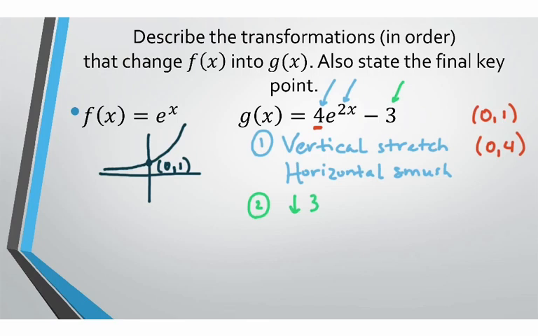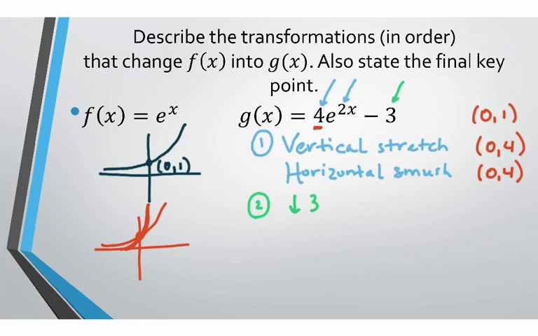What about horizontal smushes though? Let's think about this. So if you have a curve that is going through a certain y-intercept, and you make that curve more steep because you're smushing it toward the y-axis, did you move your y-intercept? And the answer is no, you didn't. It's going to stay at 0, 4 even after the horizontal smush happens.